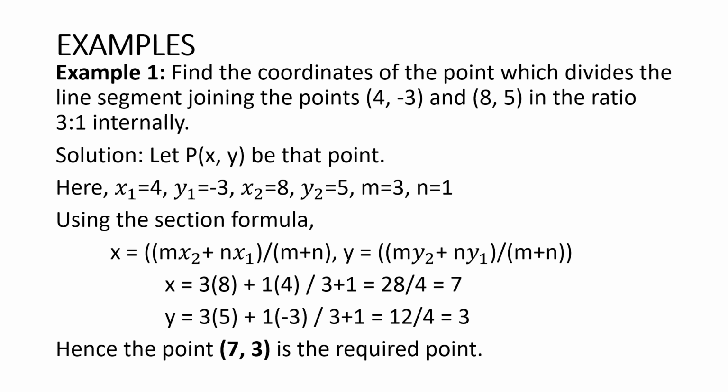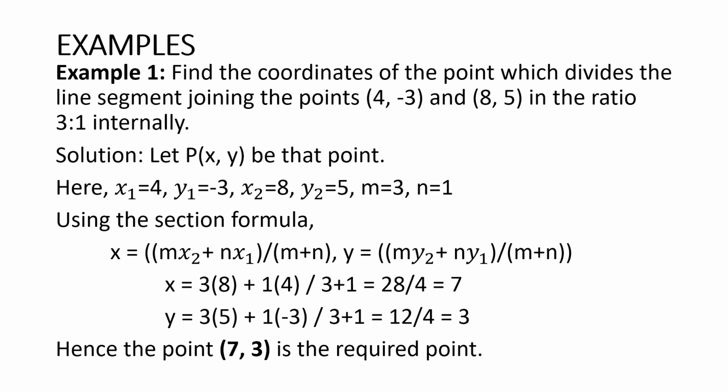So now suppose that P(x, y) is that point. Let us list the data which we have given. Here x1 is 4, y1 is -3, x2 is 8, y2 is 5. The ratio m is to n is 3:1, means m is 3 and n is 1.